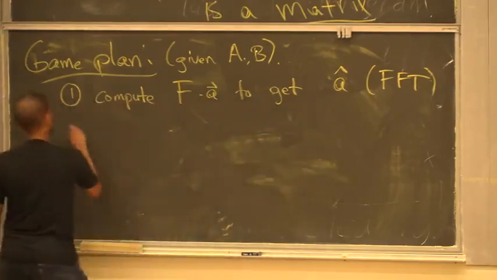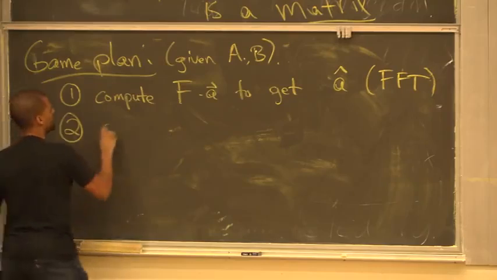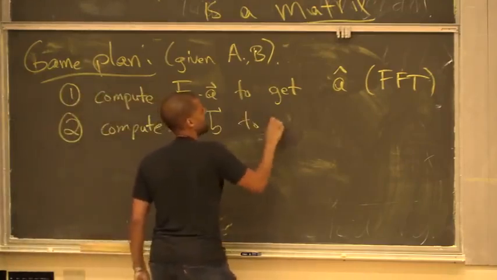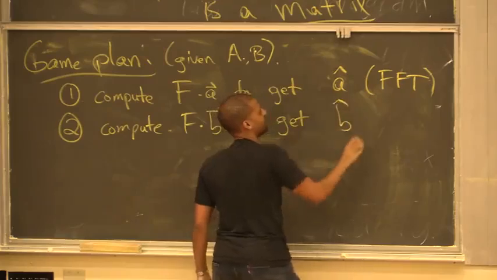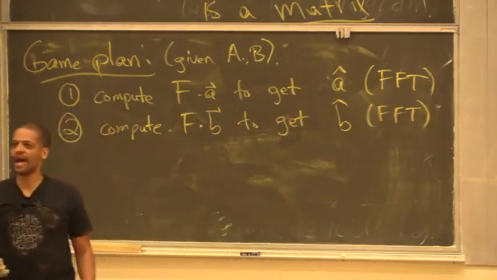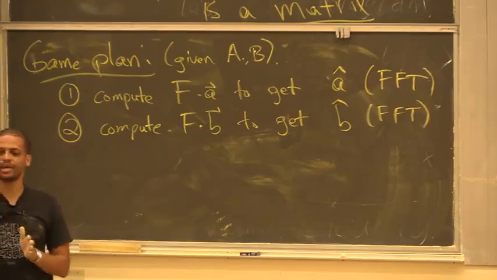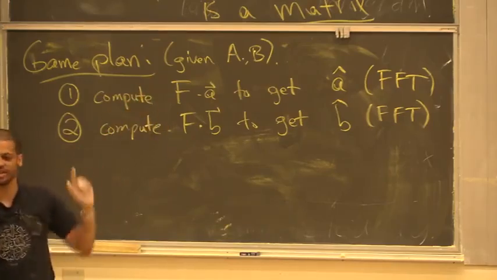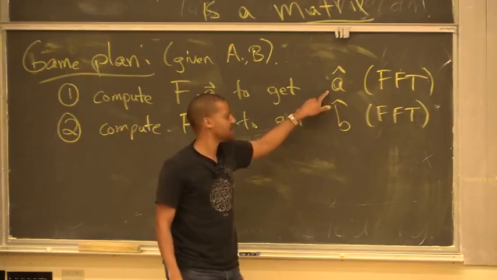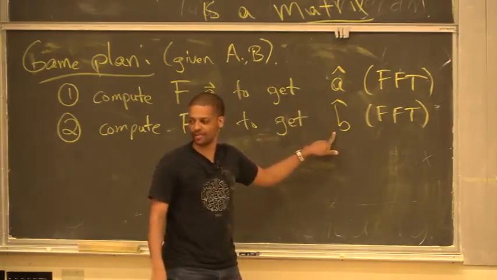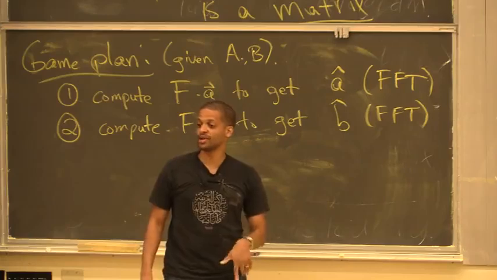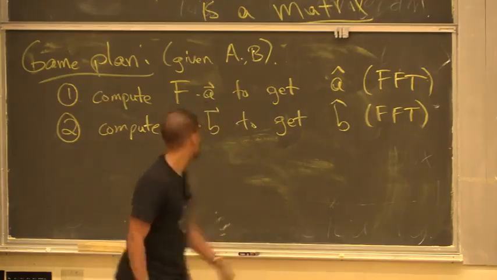Okay? And then step two, so a hat there is a vector. I'm going to compute F times b to get the Fourier transform of b. That's, again, another FFT. So now I have the evaluations of a on n different points, namely omega to the 0 all the way up to omega to the n minus 1. This b hat is the evaluation of b on n different points, namely omega to the 0 up to omega to the n minus 1. Now what do I want to know? I want to know the evaluation of c on those points.